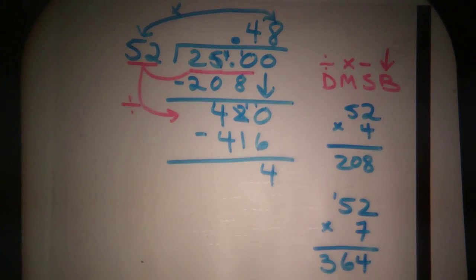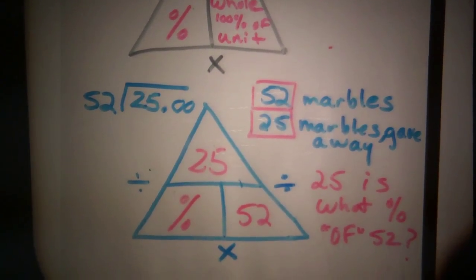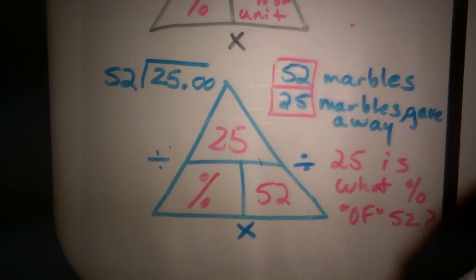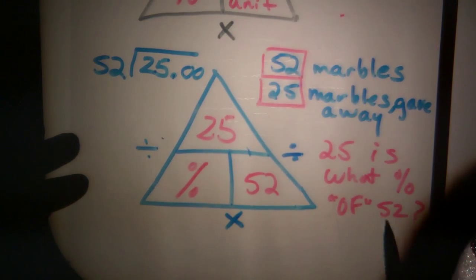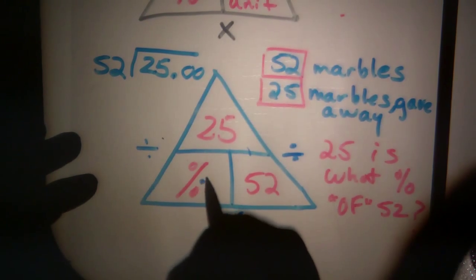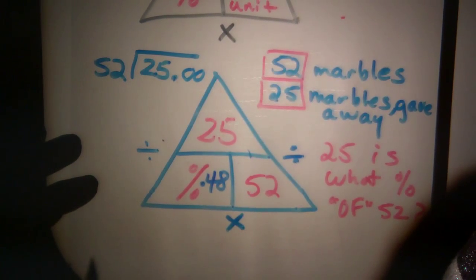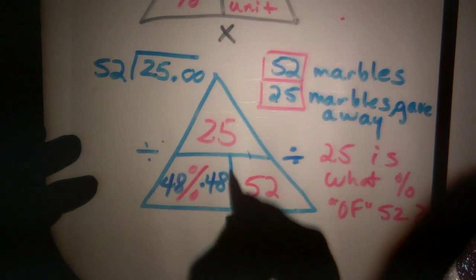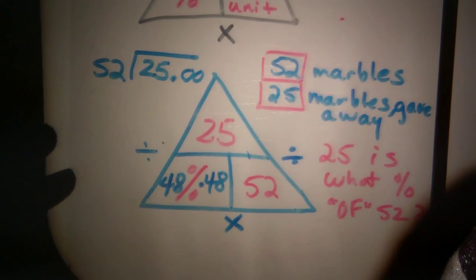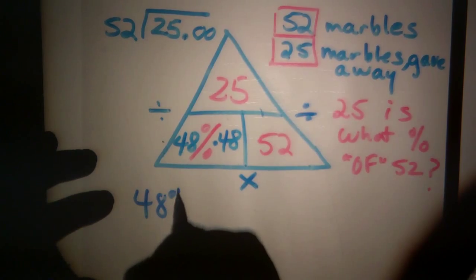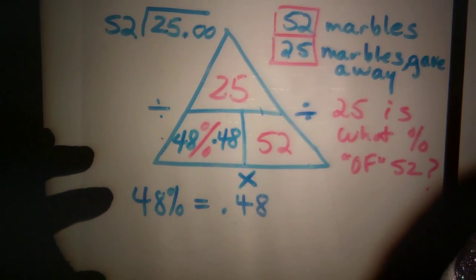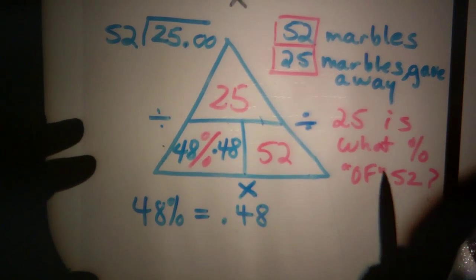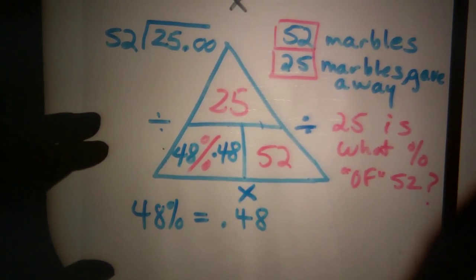Go back to our original problem. All right. So what percent is 25 of 52? We had a 0.48, or 48%. We know that 48% is the equivalent of 0.48. So we say 25 is 48% of 52.